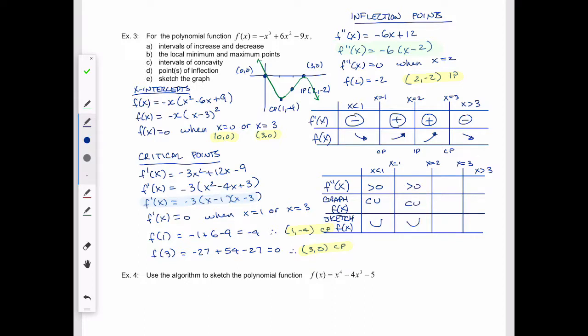If I plug in a value that's between 2 and 3, it's going to be less than 0. It's going to be concave down, and this looks something like this. And same thing, if I do greater than 3, it's going to be less than 0. That's concave down. So if I can take that information and transfer it back into my graph, it works out nicely.